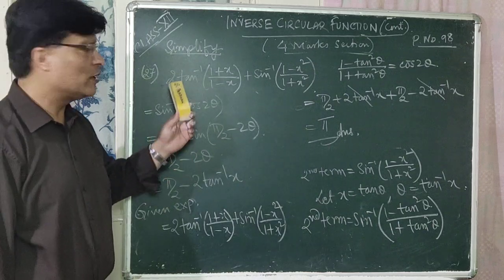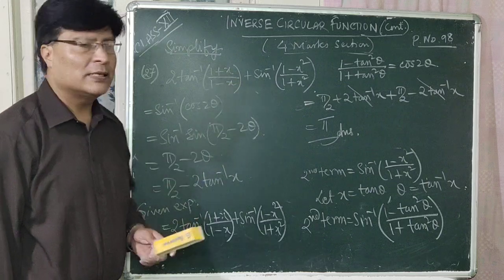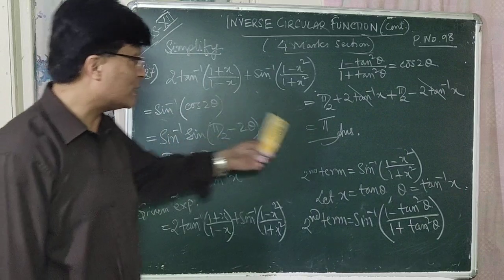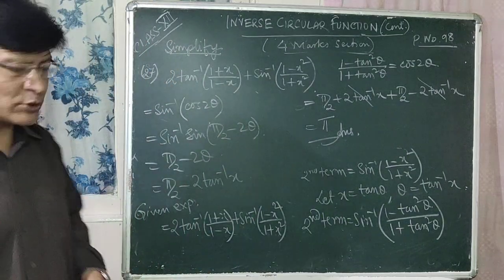That is question number 27. The value of 2 tan inverse (1 plus x upon 1 minus x) plus sine inverse (1 minus x square upon 1 plus x square) is equal to what? It is pi. Okay. So you can copy it. We'll do the next question again.